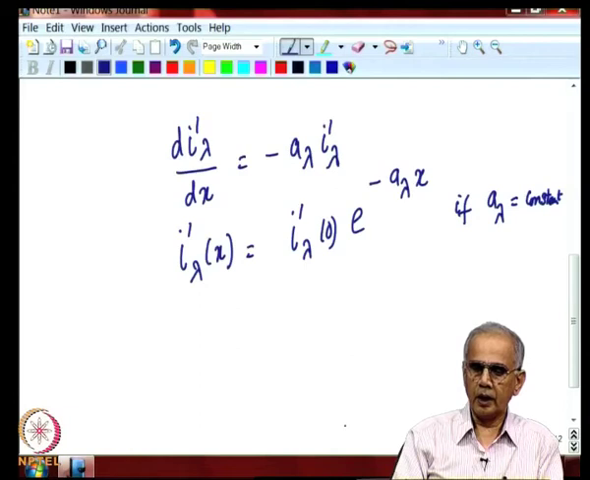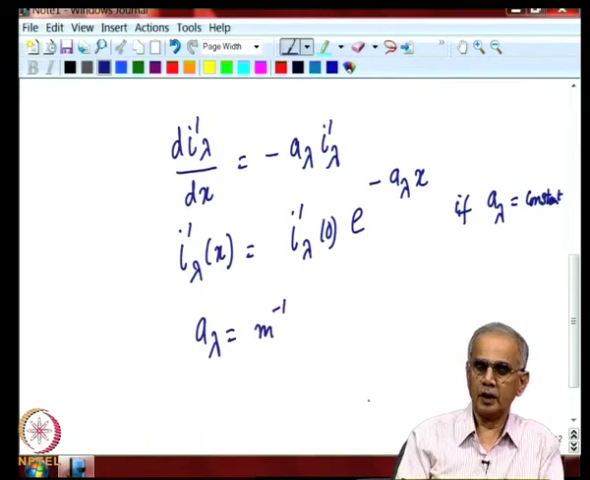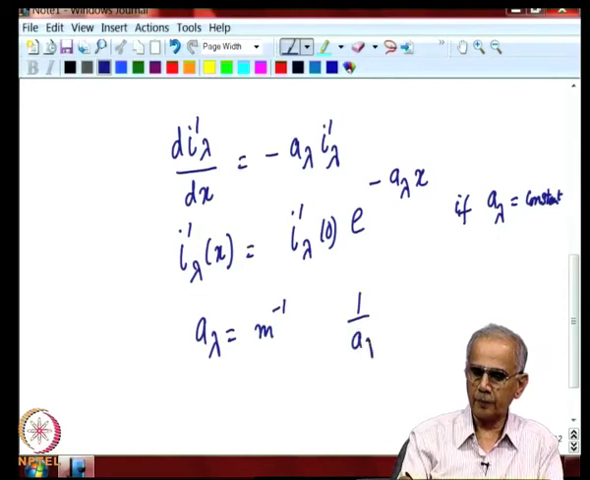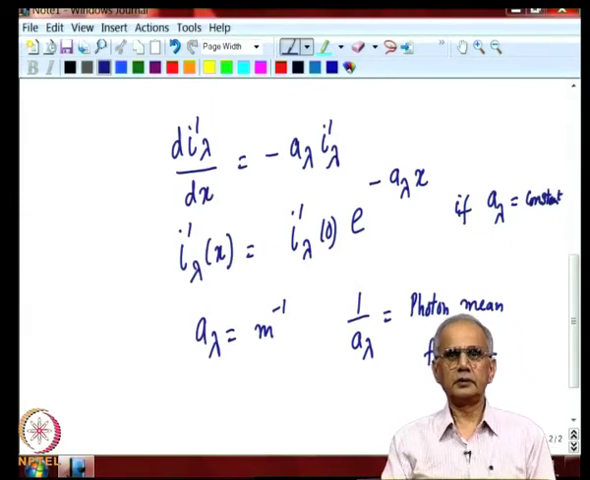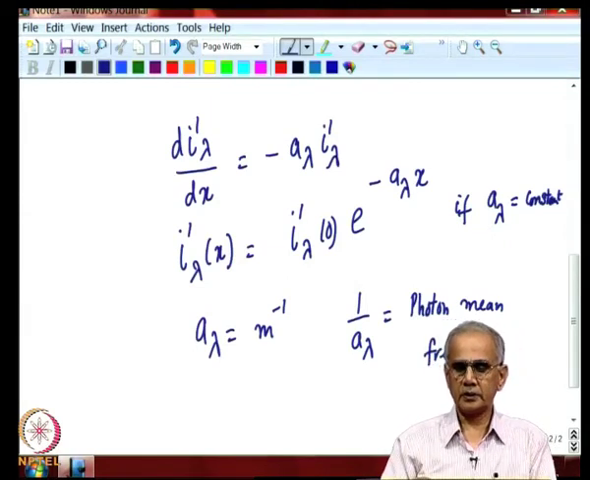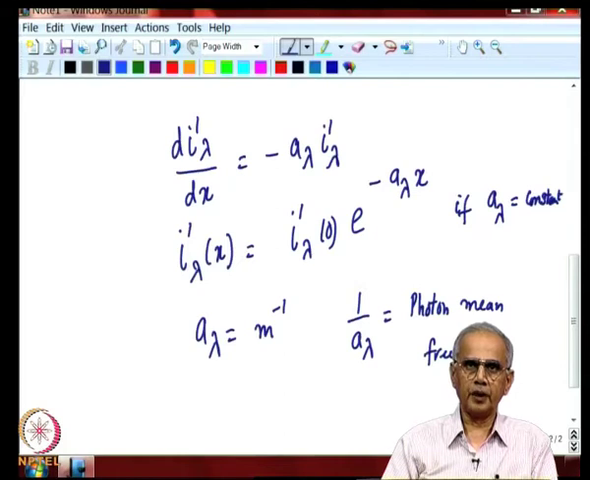Okay. And so, you can see that a lambda has to have the units of 1 over length, and 1 over a lambda can be thought of as the photon mean free path. That is, it is the average distance that a photon travels at that wavelength before it is absorbed. So, it has a lot of similarity to the concept of molecular mean free path, which most of you are aware of from kinetic theory.